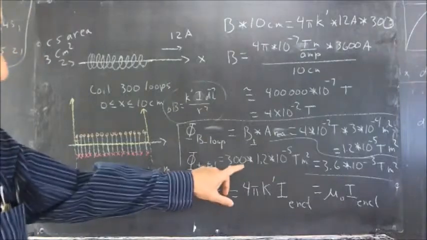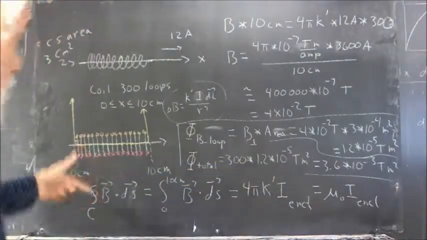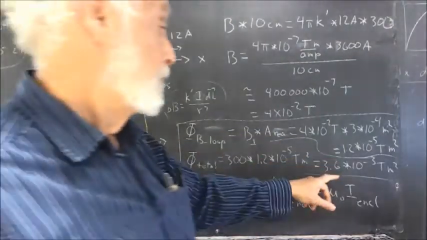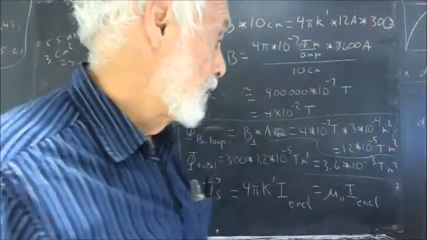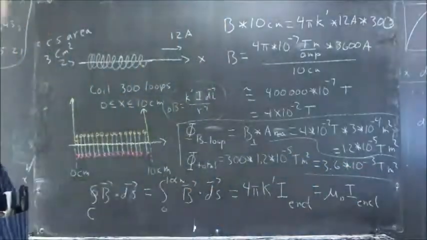Total flux is 300 times that because we have 300 loops, and we get, I believe, 3.6 times 10 to the negative 3rd Tesla meters squared for the total flux.